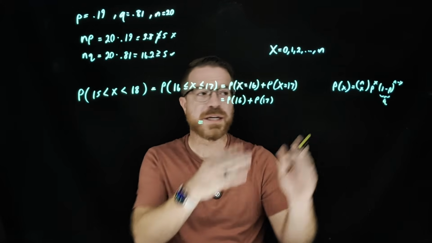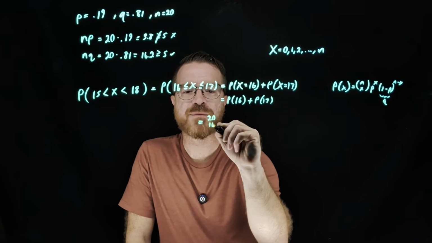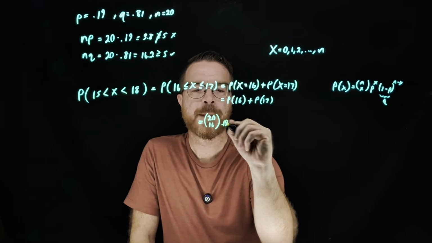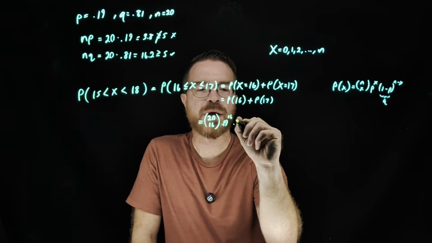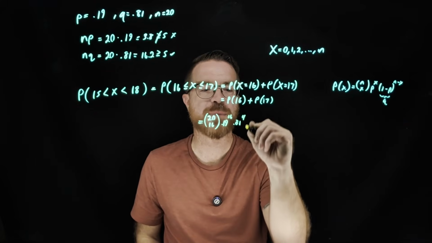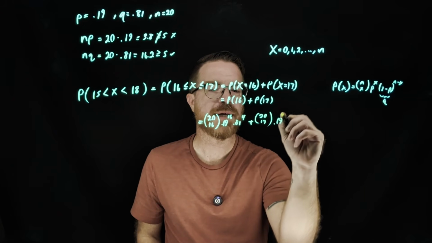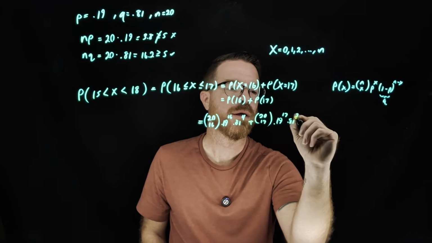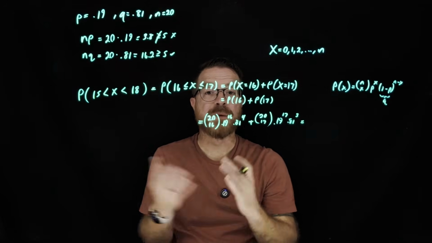So our n is 20, right? So n choose X is going to be 20 choose 16, times our probability of success, which we said was 0.19, to the 16th power, that's our X, and then our q, which is 0.81, to the n minus X, so 20 minus 16, or 4th power, plus 20 choose 17, 0.19 to the 17th power, 0.81 to the 20 minus 17, or 3rd power. And then from there, you could just solve this using the binomial probability like we've done previously in the course.